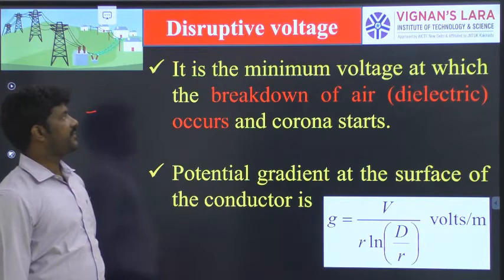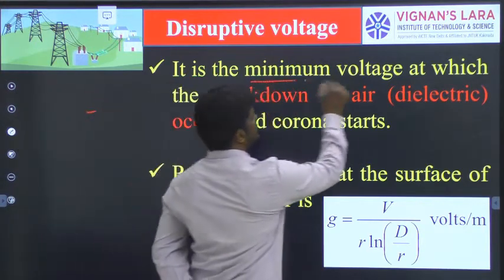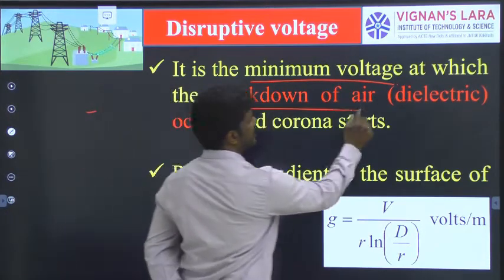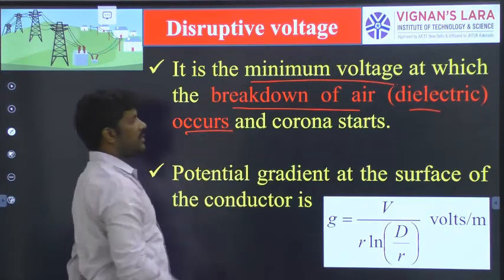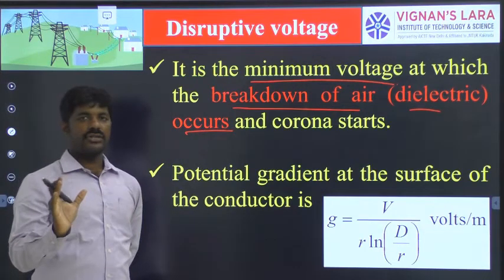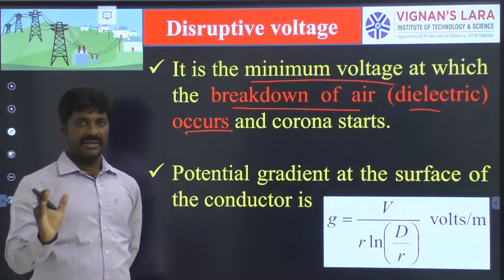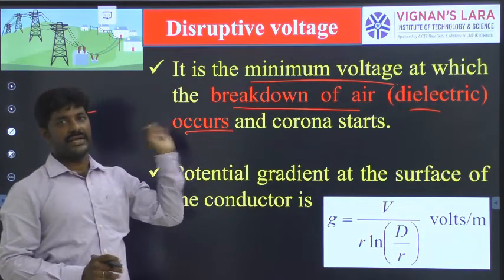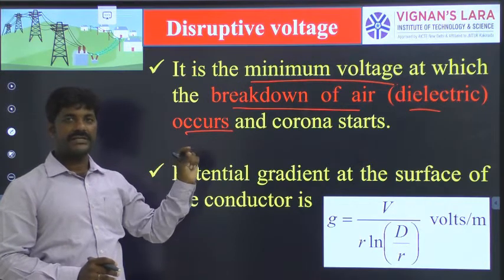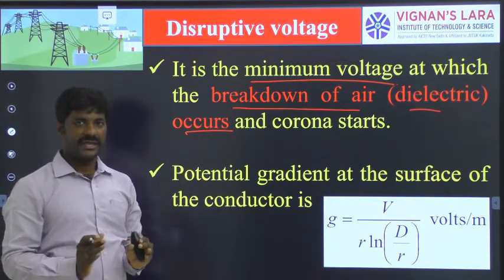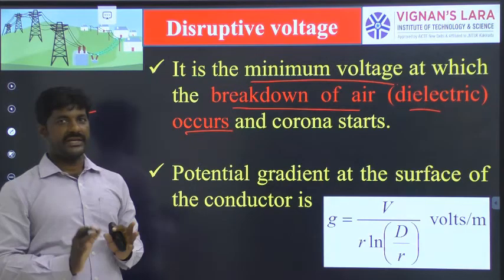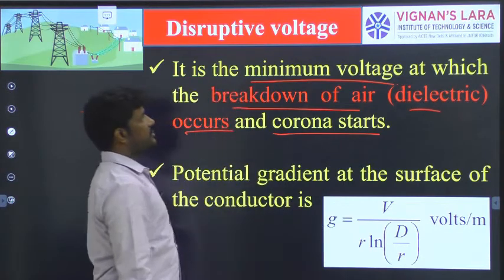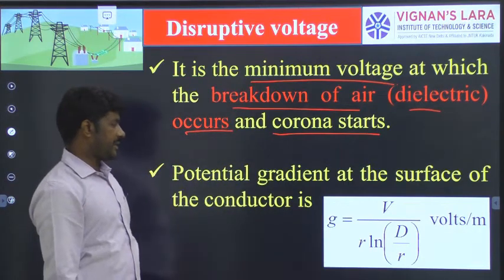One of these voltages is the disruptive voltage. As per our definition, it is the minimum voltage at which the breakdown of air occurs. Whenever the air around the conductor starts ionizing, the corresponding voltage is called the disruptive critical voltage. It is the minimum voltage at which the ionization of air surrounding the conductor takes place and corona formation starts.